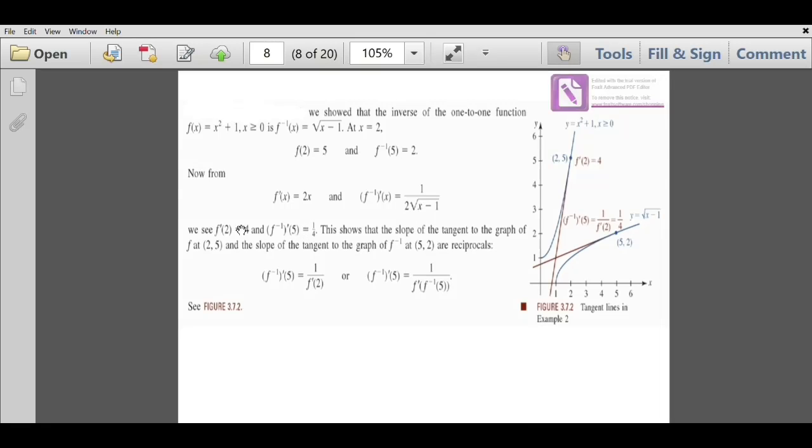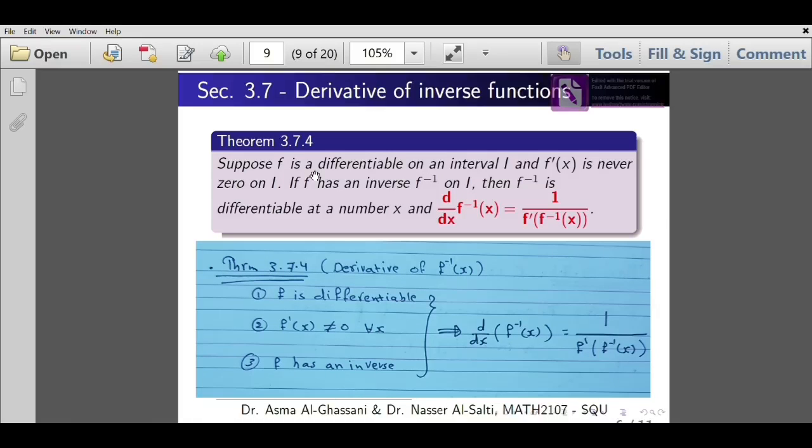So the relation between the derivative of f and the derivative of f inverse is given by the next relation. Suppose that f is differentiable on an interval I and f prime is never 0 on I. If f has an inverse, which is f inverse on I, then f inverse is differentiable at a number x, and the derivative of f inverse is given by 1 over f prime of f inverse x.